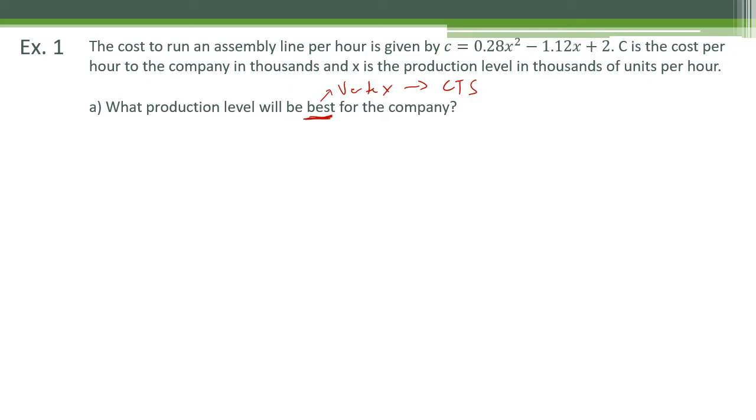And if you need to make a little visual, due to this a value being positive, this is a parabola that opens up. And if we're talking about cost to the company, obviously what's best for them is to minimize. So really this is asking you for the minimum, or at least where the minimum occurs. So this boils down to your ability to complete the square. C equals, the first thing you should do is common factor that a value out of just the first two terms.